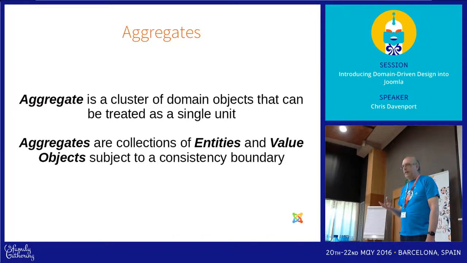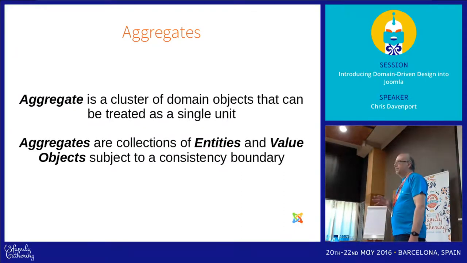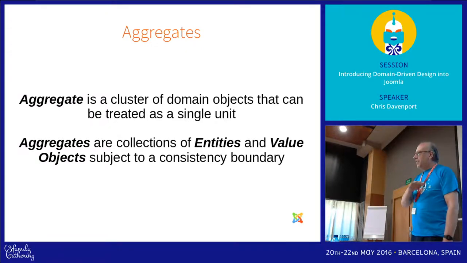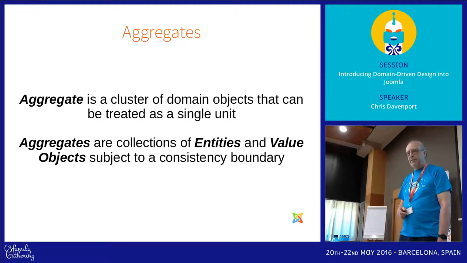So the idea is that the internal structure of an aggregate is always consistent at any point in time. And again, that's that natural grain within the problem that we're looking for. We look for the consistency boundaries. Once we find a consistency boundary, then we can tend to model it as being an aggregate.